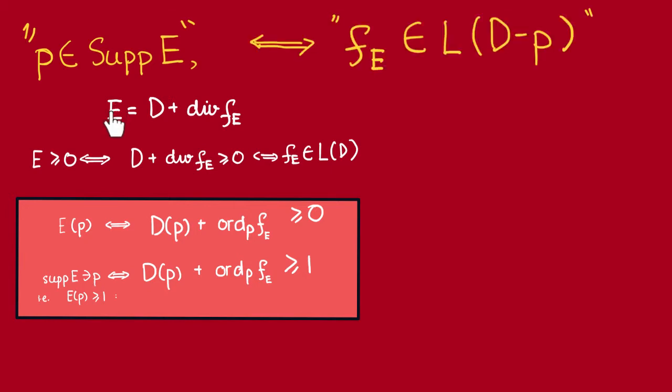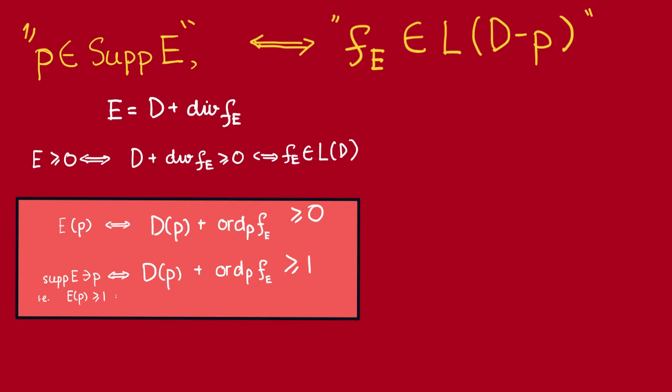So as E is linearly equivalent to D, we can write E as D plus the divisor of some meromorphic function. We call it Fe. And it turns out that the condition P lies in the support of E is going to be equivalent to saying that Fe lies in the Riemann-Roch space associated to D minus P. And let's see why that is.